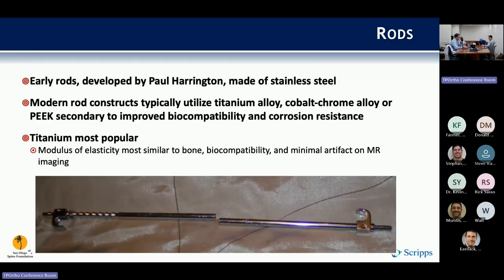So, a little bit of a historical look around the world here. This is an example of an early rod, the Harrington rod, which is made of stainless steel. These rods offered high rigidity, but were limited in their malleability and failed to mimic natural spine biomechanics. Over time, the field evolved to titanium and cobalt chrome, depending on the balance of stiffness versus flexibility needed in any individual case. Titanium is now widely favored in standard constructs, while cobalt chrome is reserved for cases where rigidity is critical, such as deformity correction, and PEEK rods are less common due to their poor contourability.